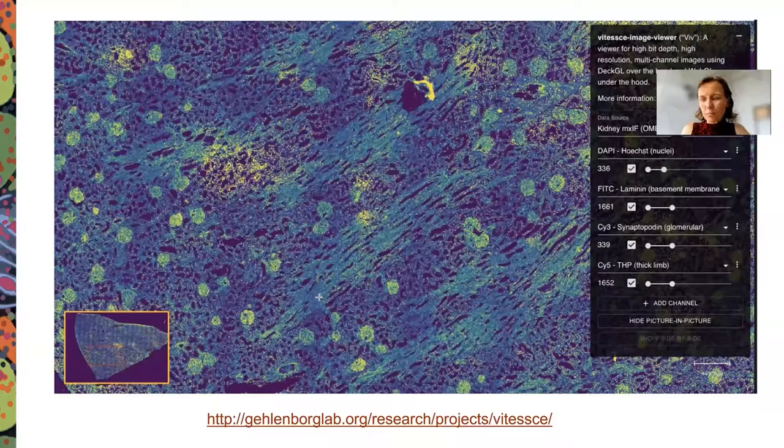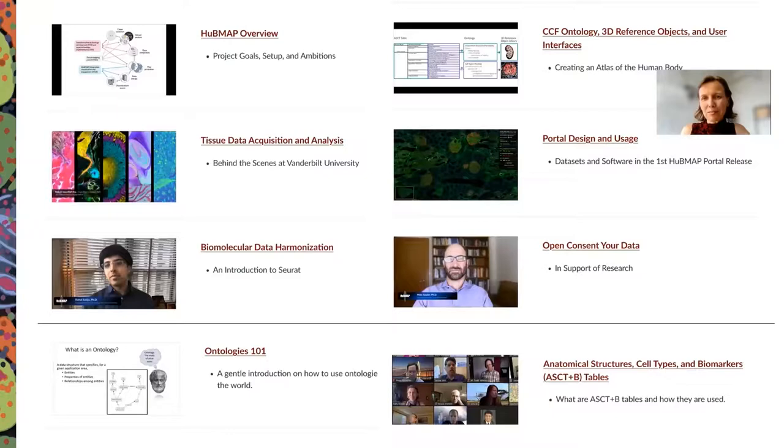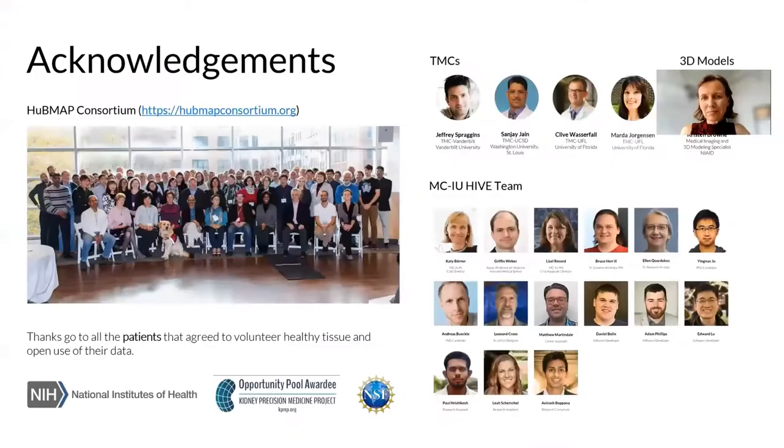And if you want to learn more about the HubMap project and the new types of data that now become available, you can go over to the Visible Human MOOC, which is a free, massively open online course, which has many different learning modules that introduce HubMap, its data technologies, but also some of these interfaces I just showed. And some of the modules are seen here. And this is a massive team effort involving not only many tissue mapping centers, but also a larger team here at IU. And of course, we would like to thank all the patients that agreed to volunteer healthy tissue and open use of their data.